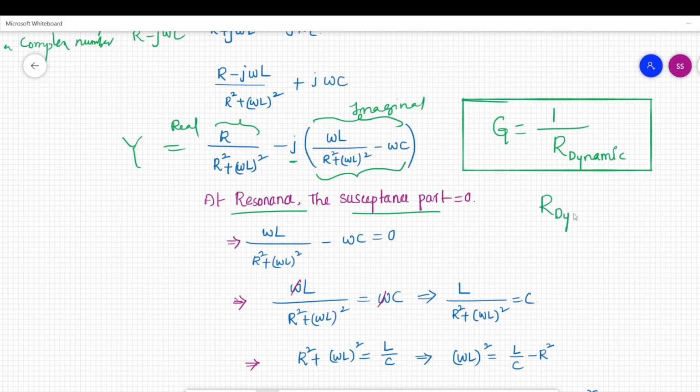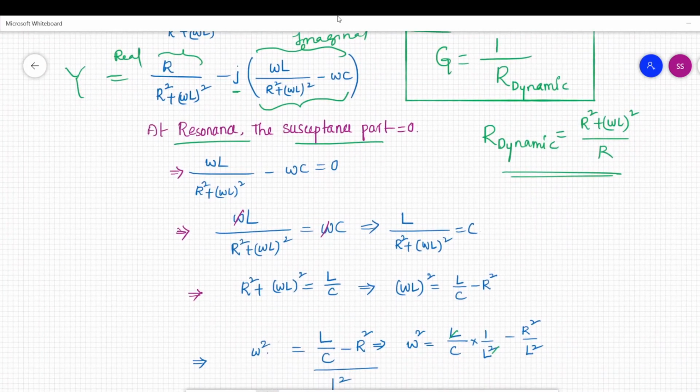So we can use this expression for dynamic resistance. R dynamic is equal to the inverse of it, so that will be (R square plus omega L whole square) by R. This is our dynamic resistance. Okay, we will use it later. Now I have equated the susceptance part to 0, that is omega L by (R square plus omega L whole square) minus omega C equal to 0.